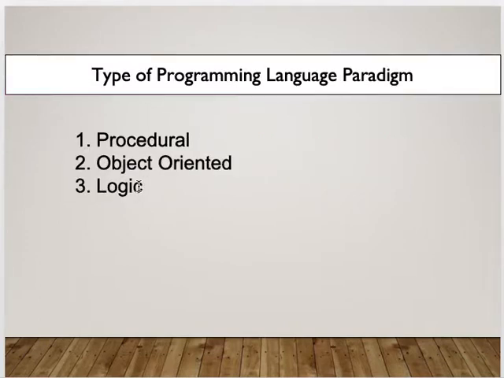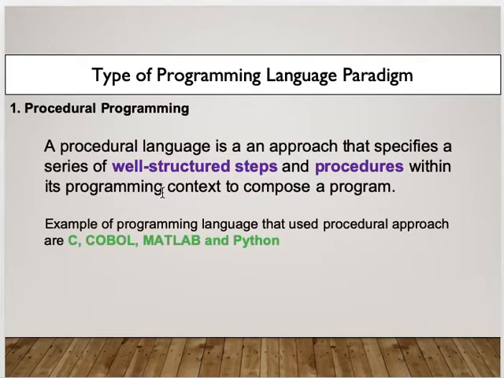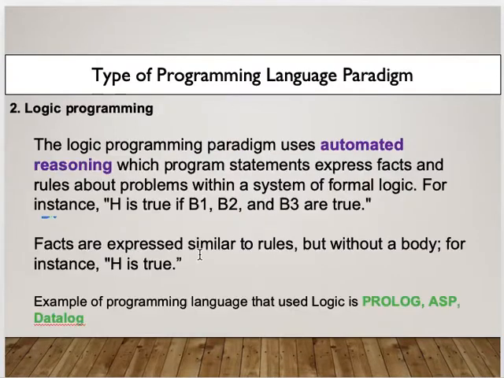Type of programming language paradigm. There are 3 types: procedural, object-oriented, and logic. So the first one is procedural programming language paradigm. So the keyword is a well-structured step and procedure. So what is a procedural programming language paradigm? It is an approach that use well-structured step and procedure in a programming language. Example is C, COBOL, MATLAB, or Python.